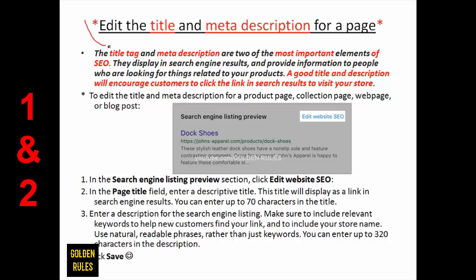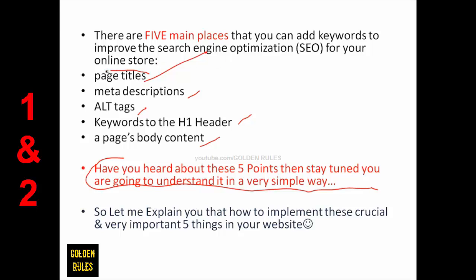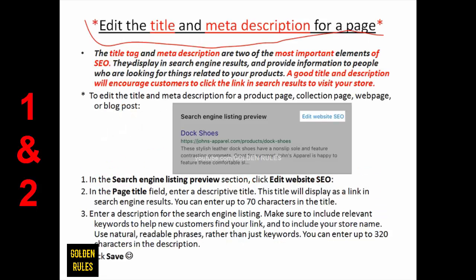Now first, edit the title and meta tags for a page. That was our first topic, this one and this one. The title tag and meta description are 2 of the most important elements of SEO. They display in search engine results and provide information to people who are looking for things related to your products. A good title and description will encourage customers to click the link in search results to visit your store.